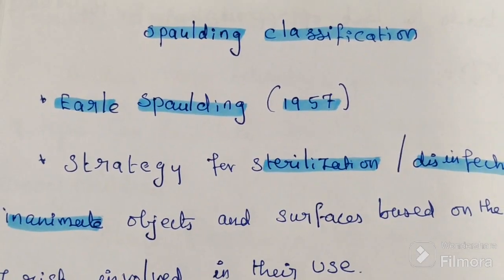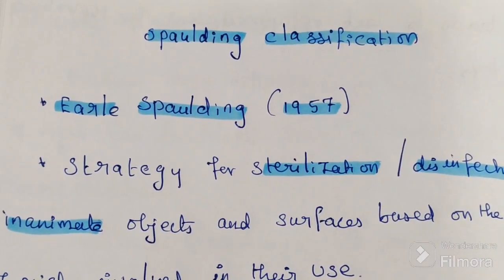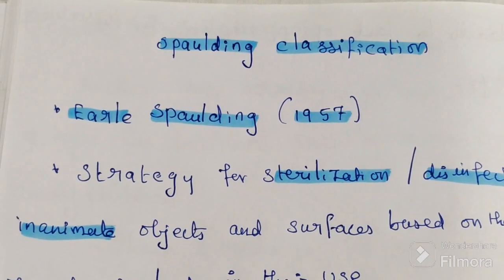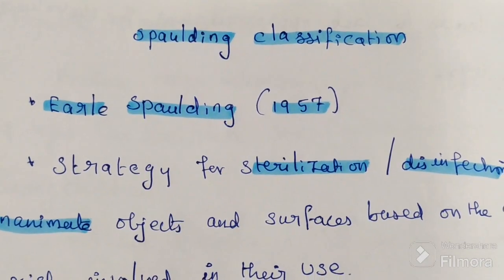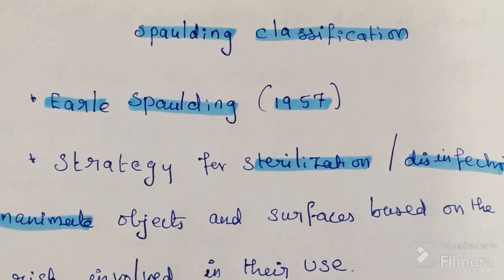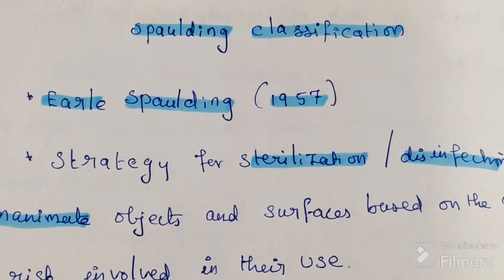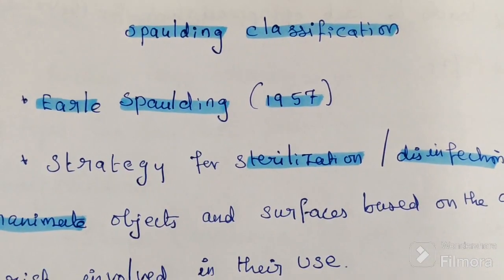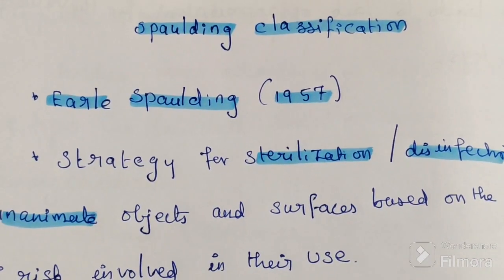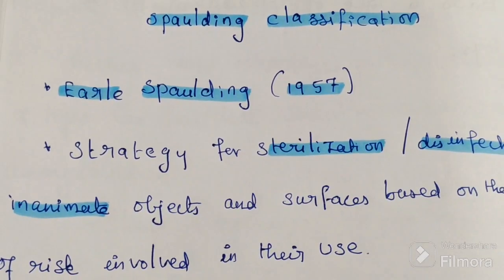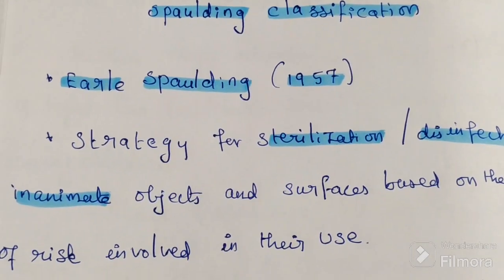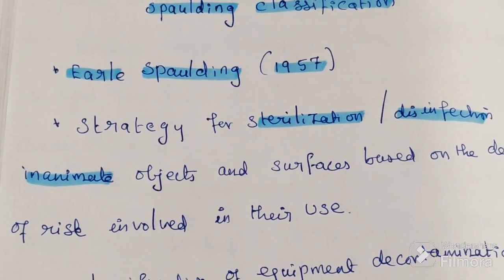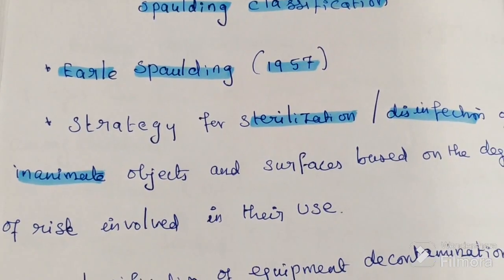Today's topic of discussion is the Spaulding classification. What is Spaulding? This theory was proposed by Earl Spaulding in the year 1957. It has this name based on the degree of how much contamination the equipment is having.